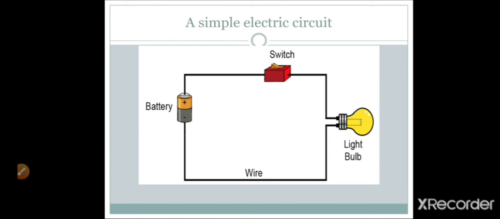So students, here is a simple electric circuit where there is a switch, a battery is connected here, and a bulb is here. The wire is of a conducting material, that is a metal, and this is a simple electric circuit. When we switch it on, the bulb starts glowing, and when we switch it off, the bulb switches off.